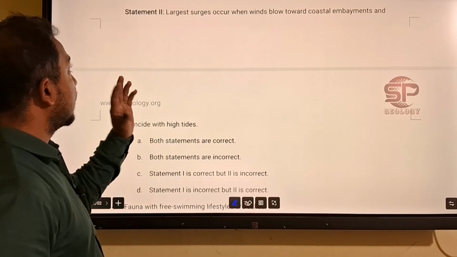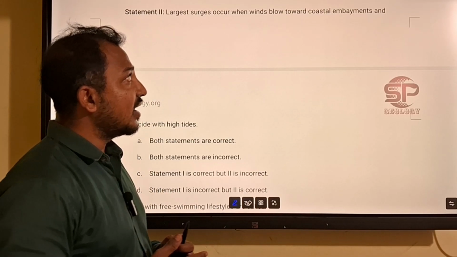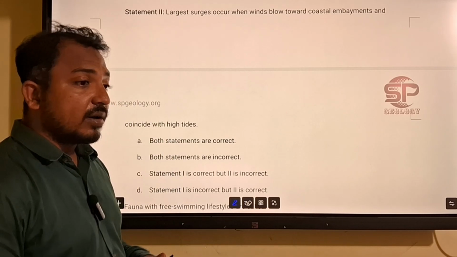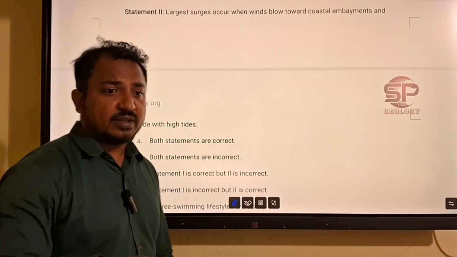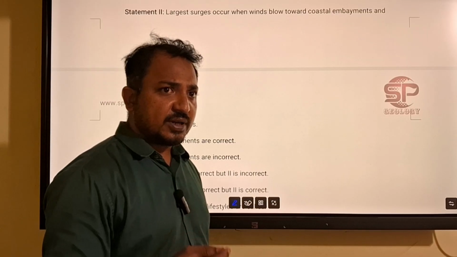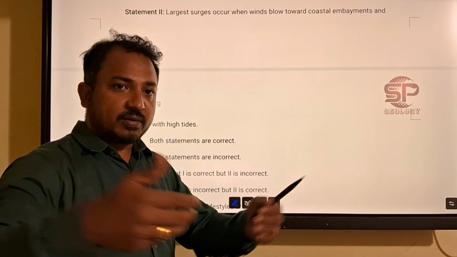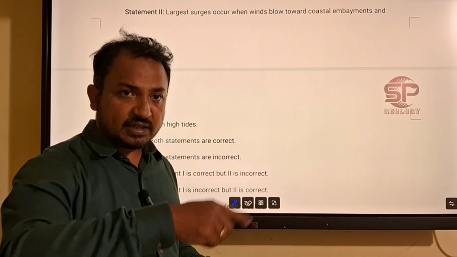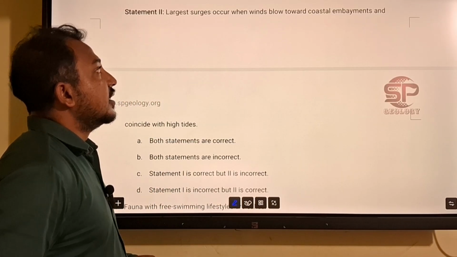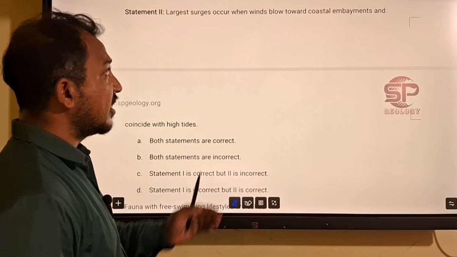So next question: the two statements state storm surges are generated by low atmospheric pressure and high wind speed. So for storm surges, you can take the example of a tropical cyclone that occurs because of low pressure. When the ocean water warms up to 26 to 27 degrees, it produces a low pressure region. Because of the low pressure region, the wind from other parts will blow to that region, and they produce a rotating effect because of the Coriolis force. So obviously storm surges are generated by low atmospheric pressure and high wind speed, that is correct.